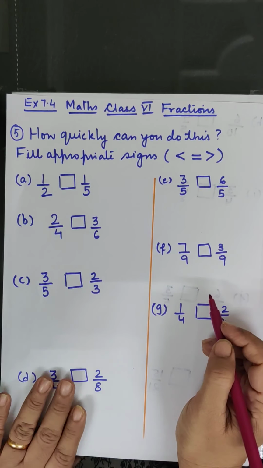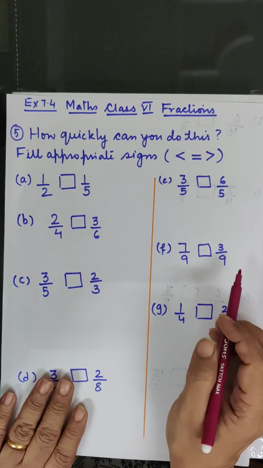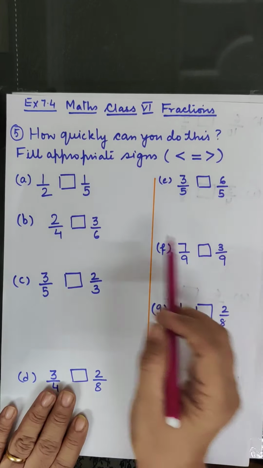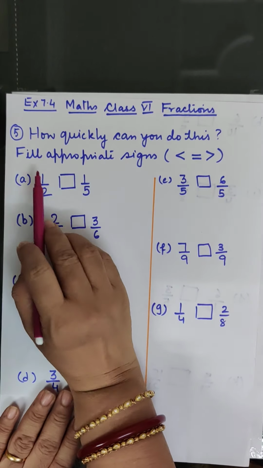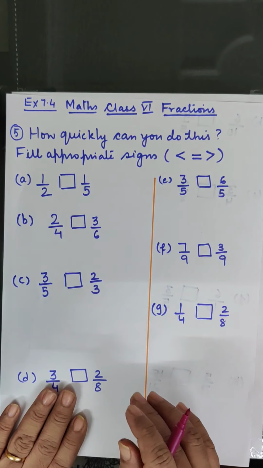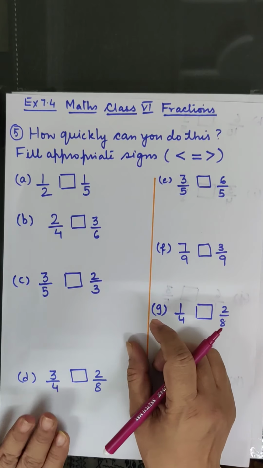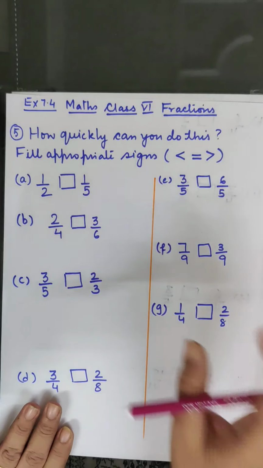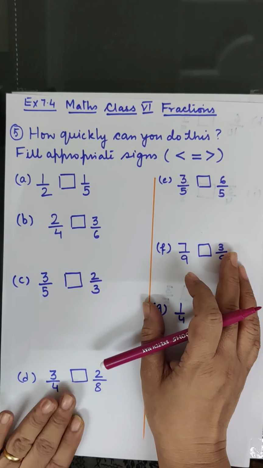Children, in today's class, we shall start with question number 5 of exercise 7.4. How quickly can you do this? Fill appropriate signs, less than, equal to, or greater than. Okay. Now see here the parts are given. We have to solve them and compare the fractions.